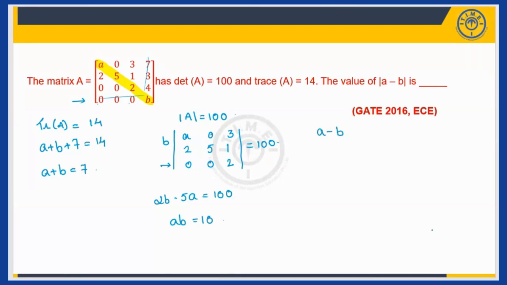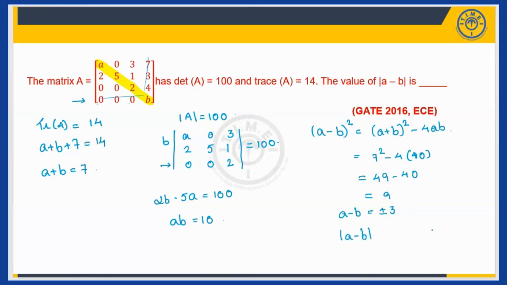But we have A plus B and AB. So the relation between A minus B and A plus B is: (A minus B) whole square equals (A plus B) whole square minus 4AB, right? That is 7 square minus 4 times 10, which is 49 minus 40, which is 9. So A minus B is plus or minus 3. Then modulus of A minus B is 3.